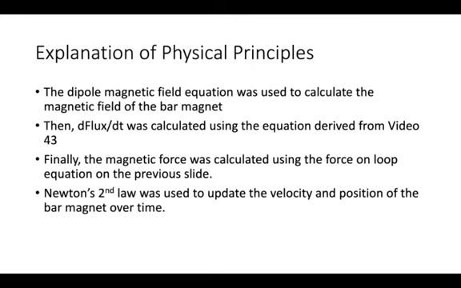The dipole magnetic field equation was used to calculate the magnetic field of the bar magnet. Then d flux dt was calculated using the equation derived from video 43. Finally, the magnetic force was calculated using the force on loop equation on the previous slide. And then we used Newton's second law to update the velocity and position of the bar magnet over time.